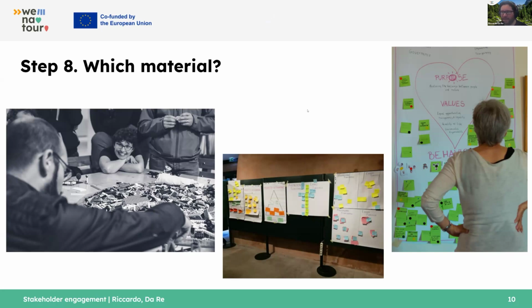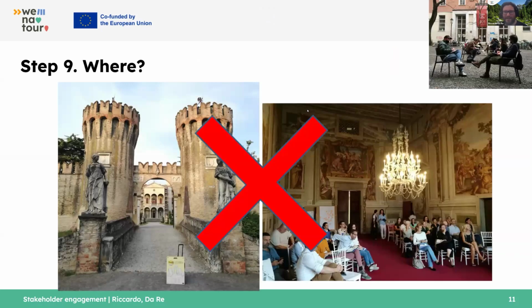Step 9 for me is very funny: it is where. As I told you at the beginning, I don't facilitate only touristic processes. I facilitate in several contexts, but for me the most challenging venues are always the destination ones, the touristic ones, because every time we need to run a stakeholder engagement process, the destinations want to show the best of what they can offer. So they provide me amazing venues.